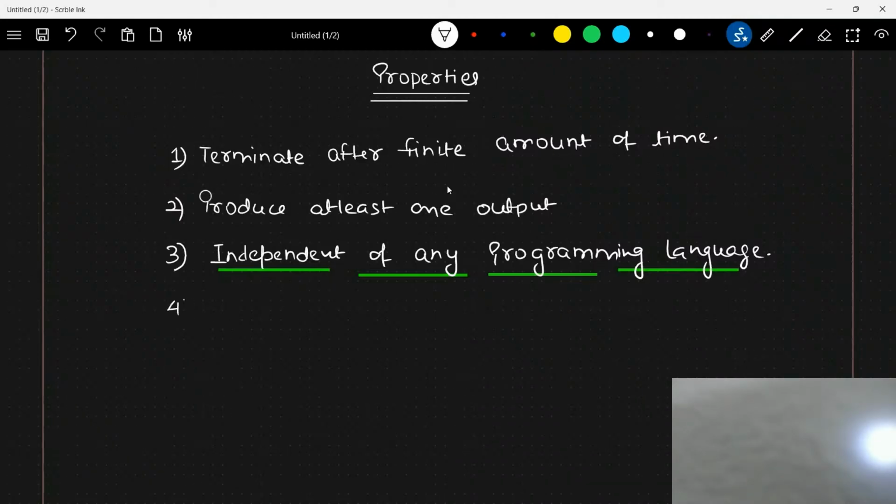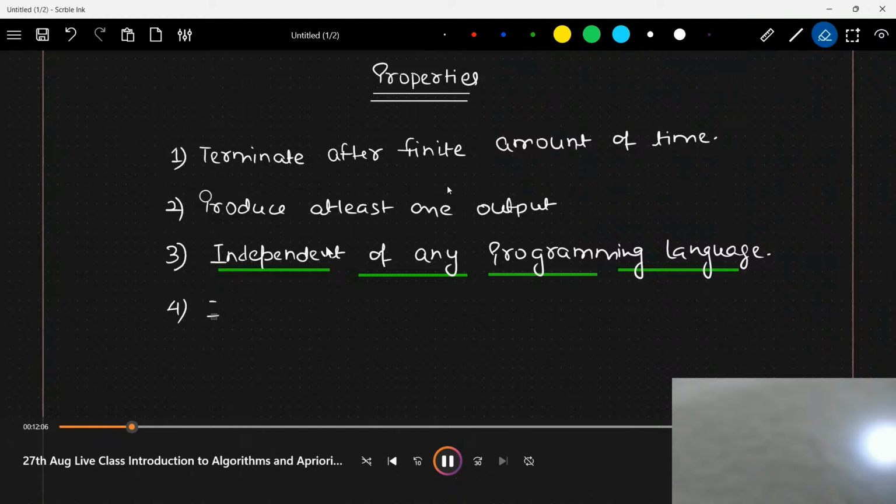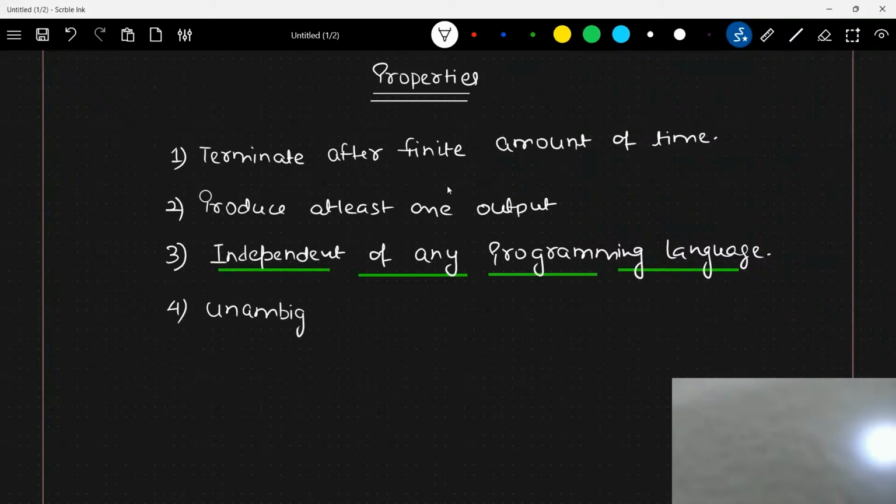Next important point. Whatever code or whatever algorithm you're writing here, it should be unambiguous. What is the meaning of unambiguous? Anyone? The fourth property which I am saying is unambiguous. What is the meaning of that? Who will tell me? Okay, so I'm getting a lot of answers.